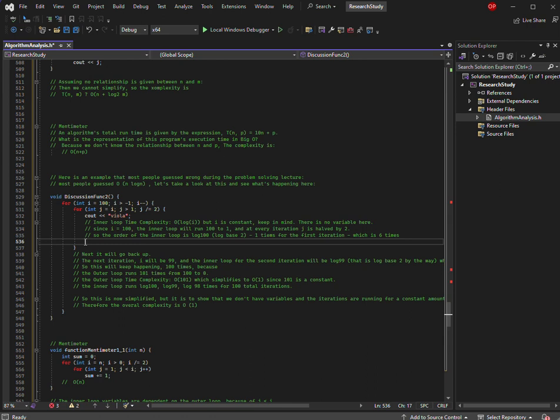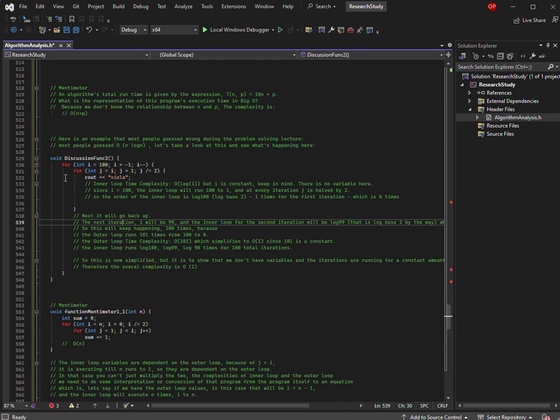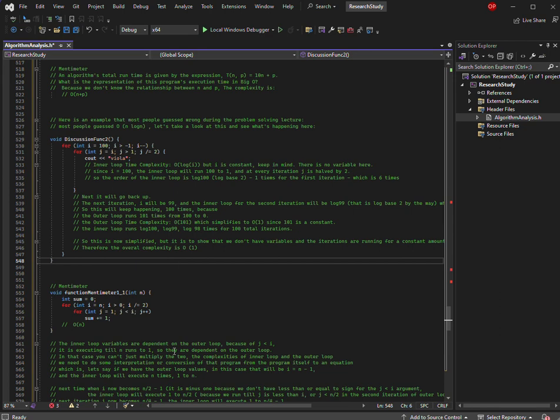So for the first iteration, this is going to run 6 times, log 100, and this is going to run 100 times, and then the next time it's going to go back up. In the next iteration, i is going to be reduced to 99, and the inner loop is going to be log 99. So again, it's 6. So it's going to go on like this, and this makes the outer loop's time complexity simplify to O(1), and the inner loop also simplifies because they're both constant, so we are going to say this is constant, not n log n.